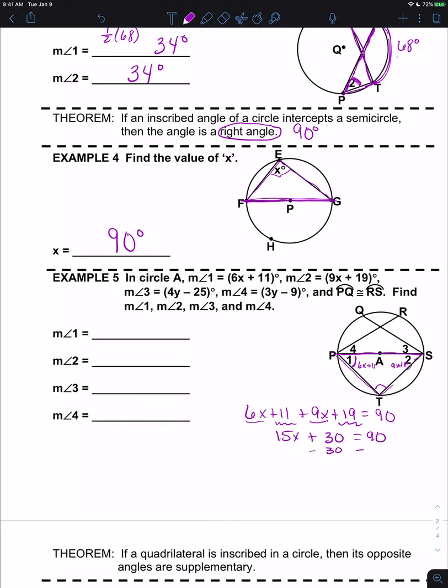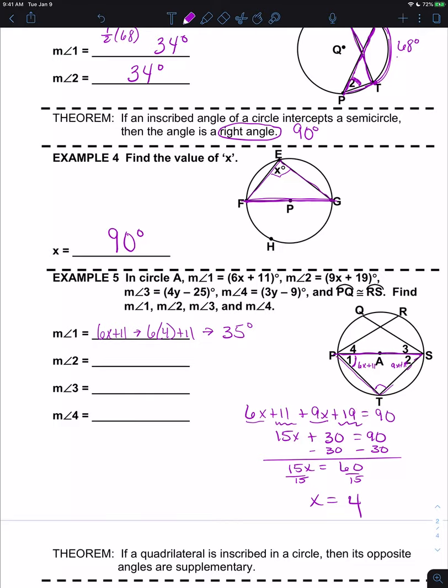So we're just going to solve for x, subtract 30 from both sides. So 15x is equal to 60. Divide by 15, so x is 4. So to find the measure of angle 1, we know angle 1 is 6x plus 11. So that's 6 times 4 plus 11, which is 6 times 4 is 24, plus 11 gives us 35 degrees.